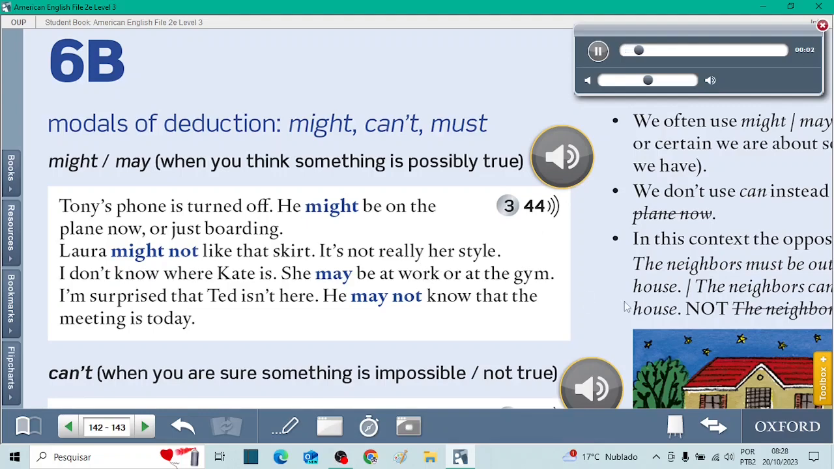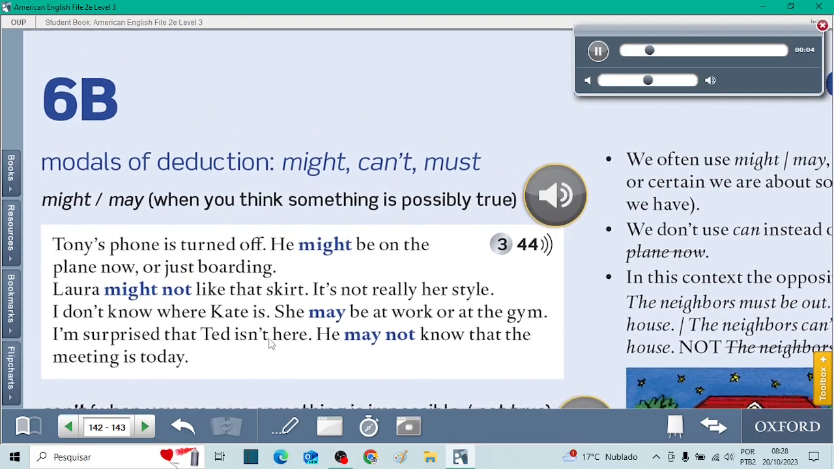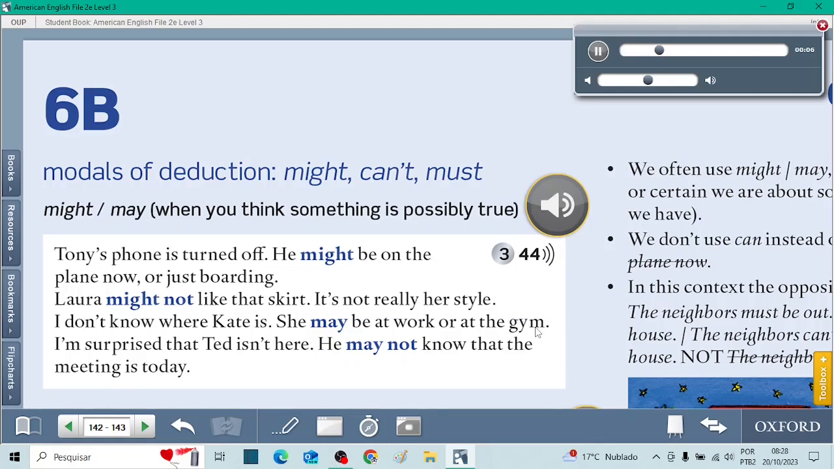3.44. Repeat. Tony's phone is turned off. He might be on the plane now or just boarding. Laura might not like that skirt. It's not really her style. I don't know where Kate is. She may be at work or at the gym. I'm surprised that Ted isn't here. He may not know that the meeting is today.